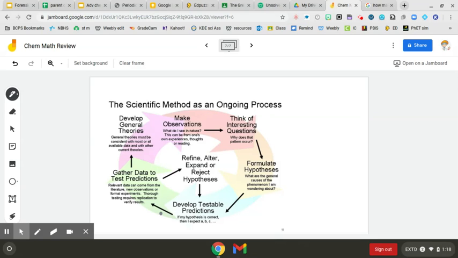Then when you run the tests, gather the data, and figure out what happens in the tests, you might develop a theory from that. It might support what you thought in your original hypothesis, and you get to come up with a theory. Or it might not support what you thought in your hypothesis. You might have to refine things, go back, reject that hypothesis, come up with a new one, and find new ways to test that too.